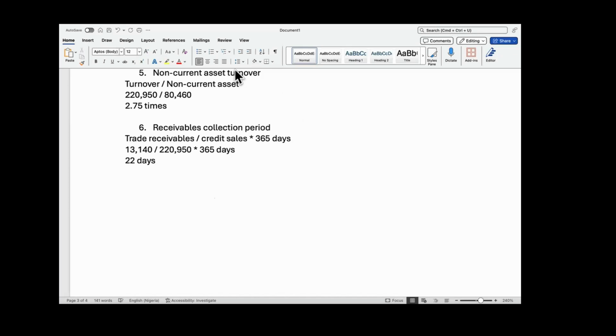Okay. So who can tell us what this 22 days means? What does it mean? Number of days that credit is granted to customers. Wrong. That's not correct. It measures how quickly payment from credit sales is recovered. That's correct.